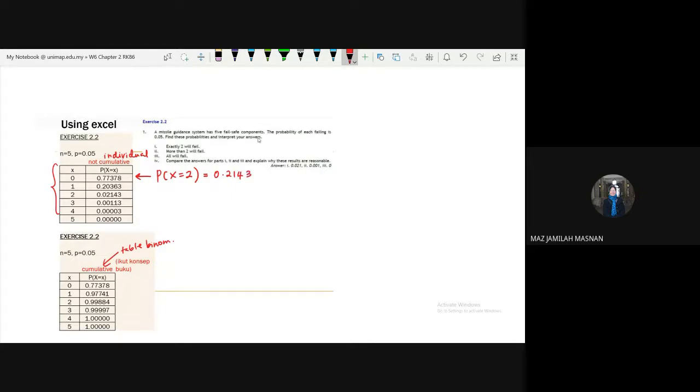0.2143. Is it correct? Isn't it correct? If, let's say, we use our Excel table, everyone agree with me? Yes. Okay, now what if, let's say, question number 2.